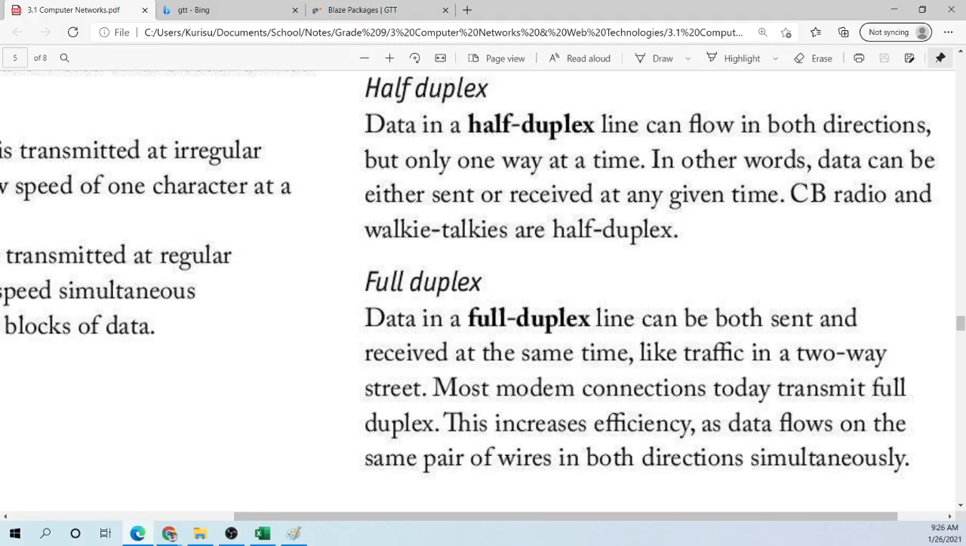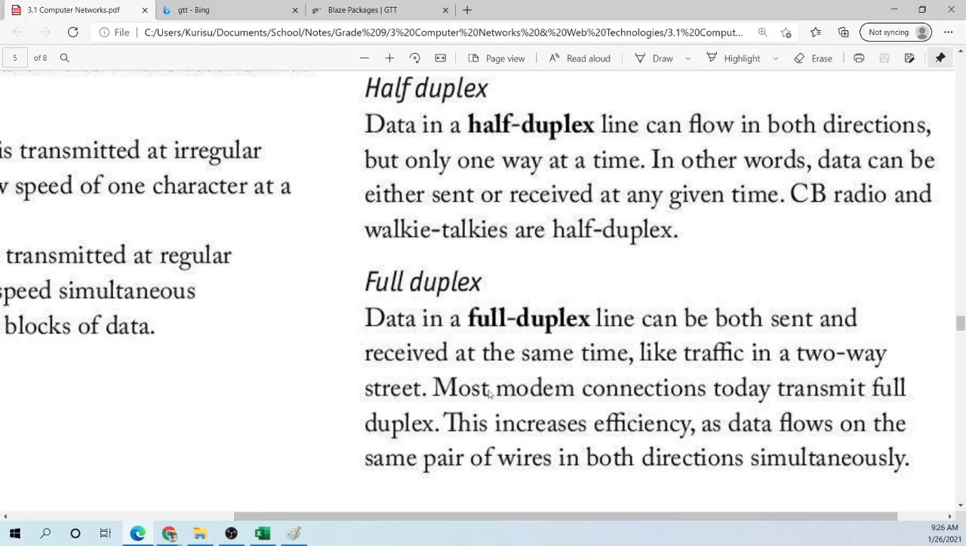Full duplex. The line can be both sent and received at the same time, like traffic in a two-way street. Most modern connections today transmit full duplex, which increases efficiency as data flows on the same pair of wires in both directions simultaneously.